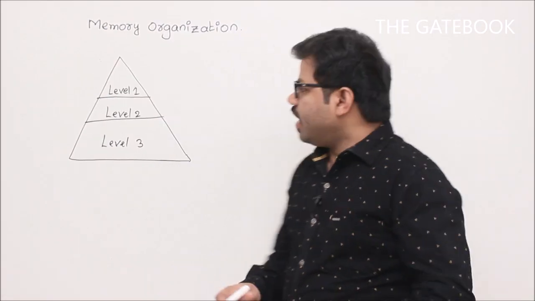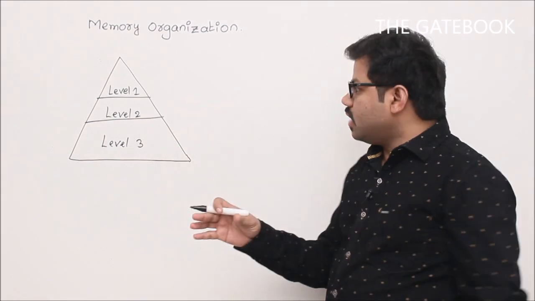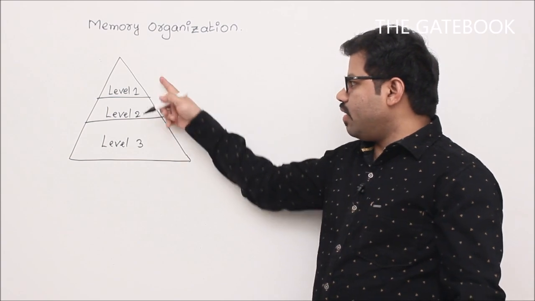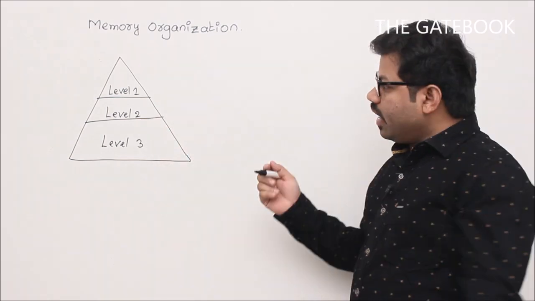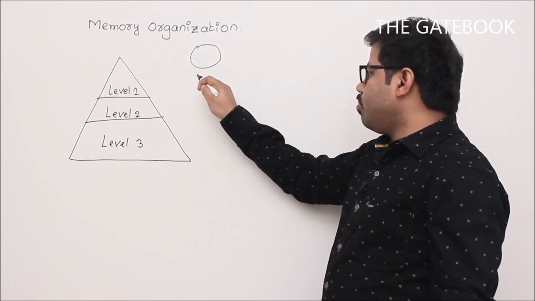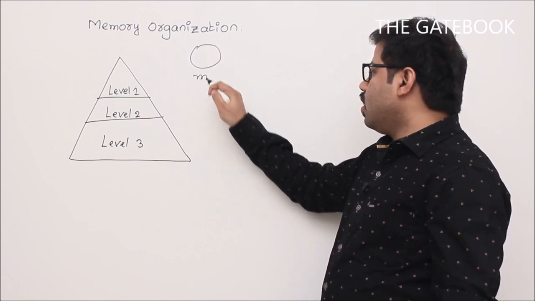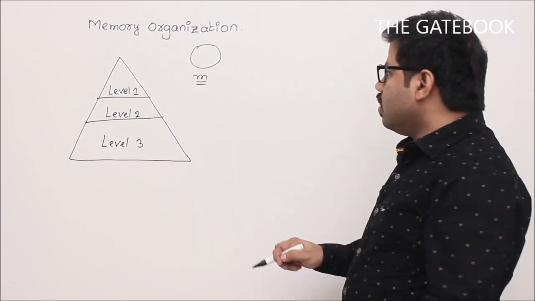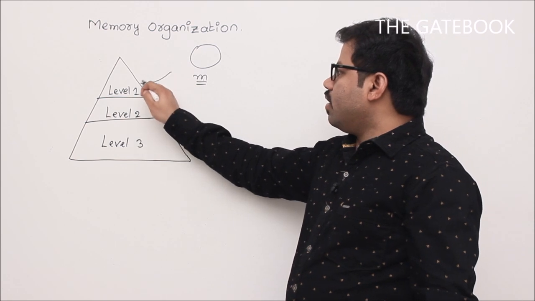Okay. Now we'll see the idea about this memory hierarchy. Generally, people arrange memory in a hierarchical way like this: level 1, level 2, level 3. Now how will data typically be accessed? You see, this is your processor. Now you have some memory reference M. That means you want to access a memory location M. Then first we search in level 1.